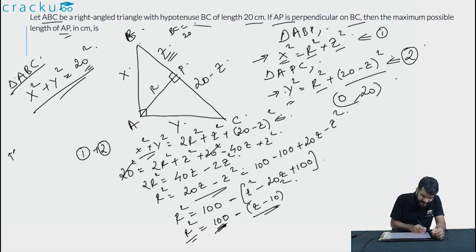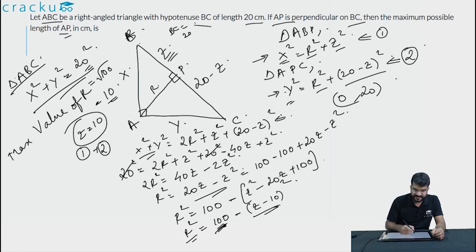So the maximum value of r is equal to square root of 100, which is equal to 10. This will happen when z is equal to 10, or ABC is an isosceles triangle and the perpendicular is actually a median which bisects the hypotenuse. Anyway, the answer that we are looking for is 10. The key to knowing this is knowing how to complete a square and using Pythagoras theorem multiple times. The answer is 10 centimeters.